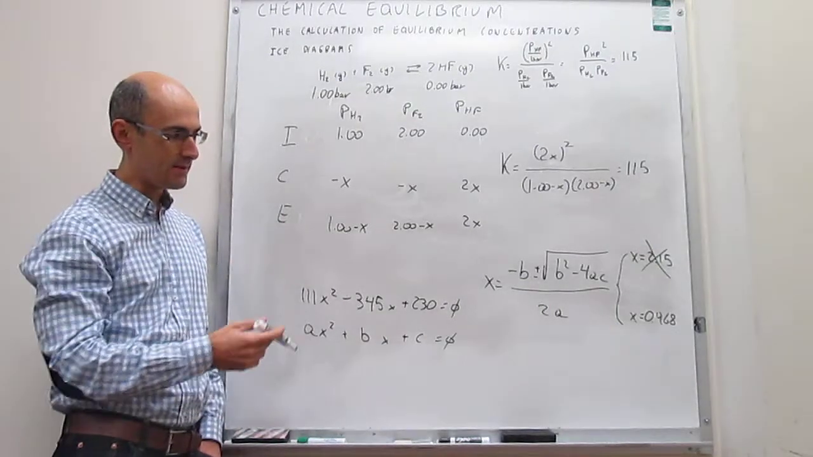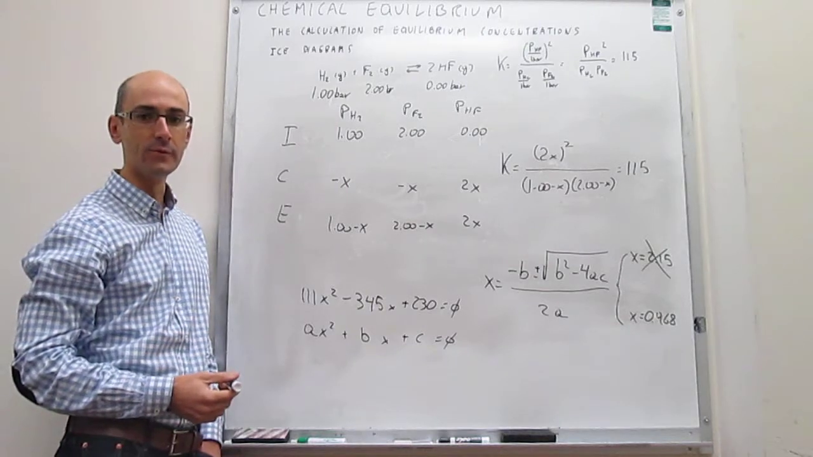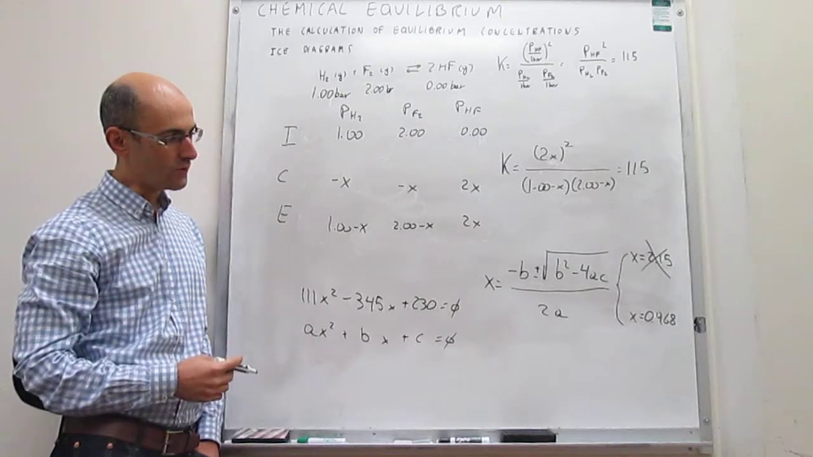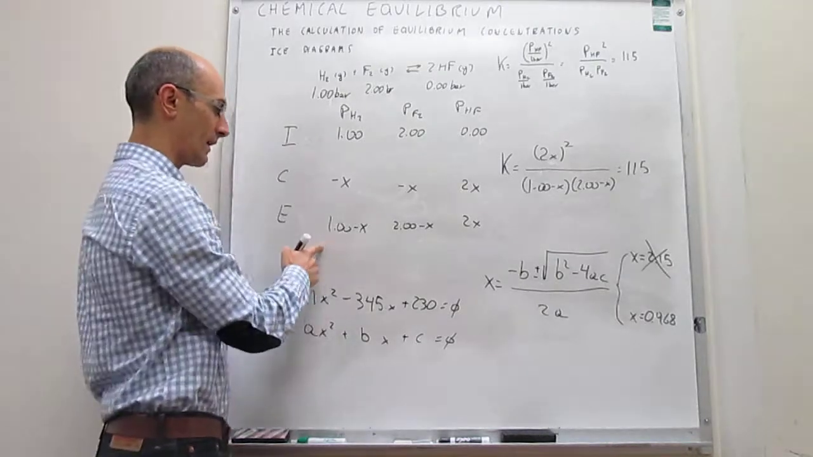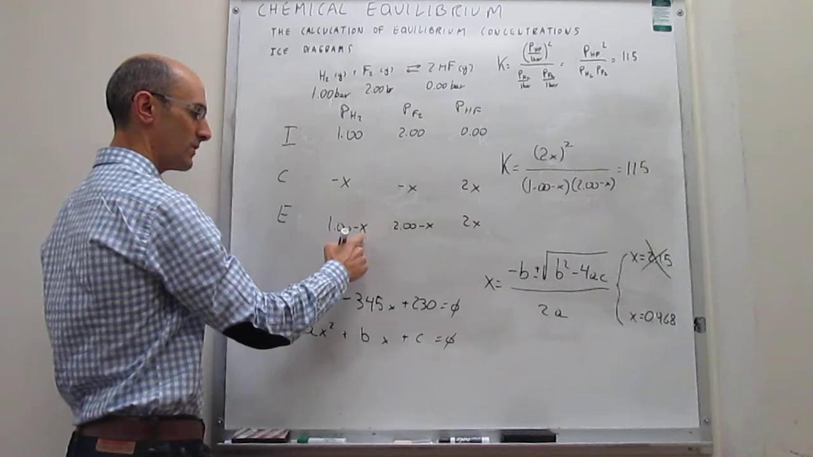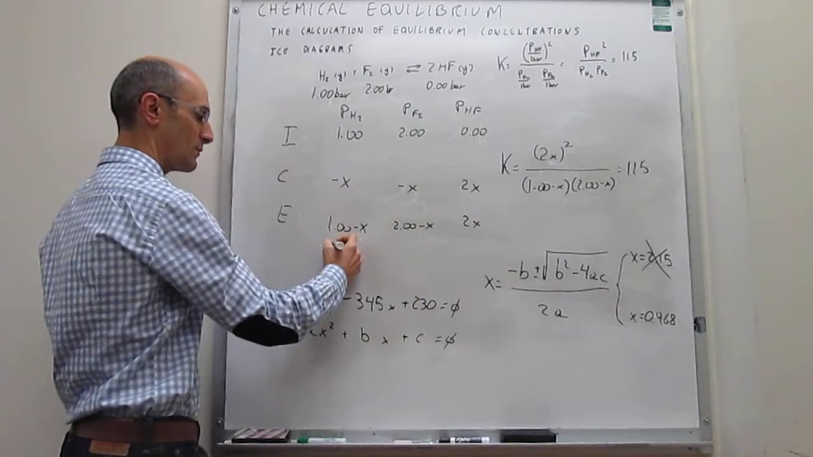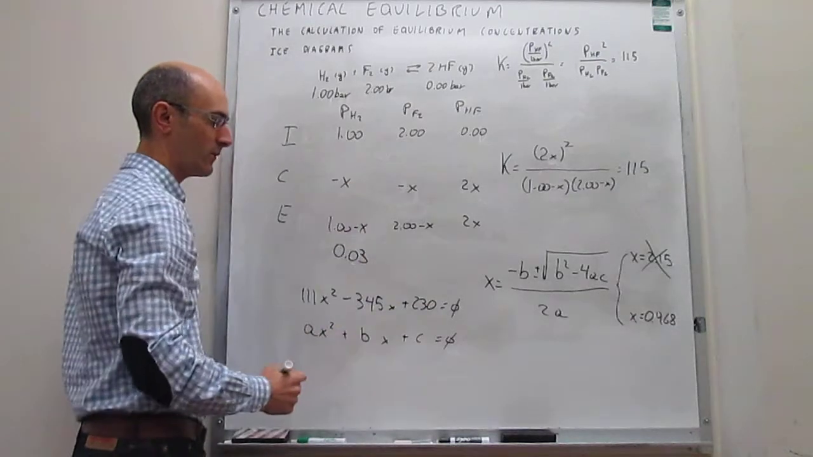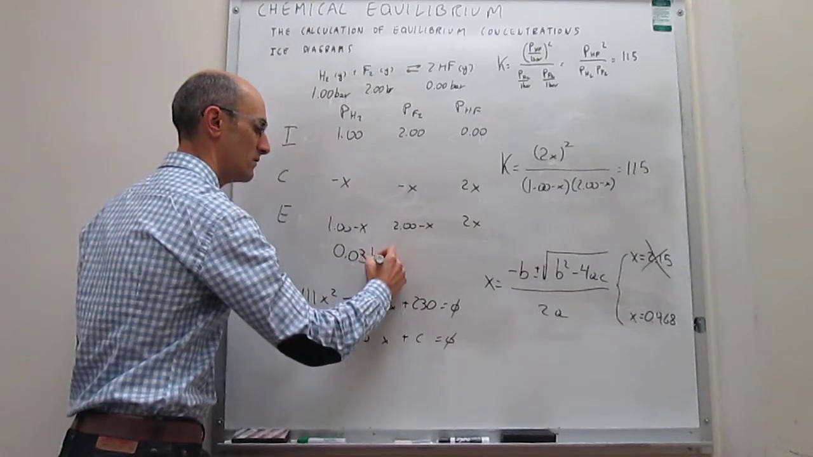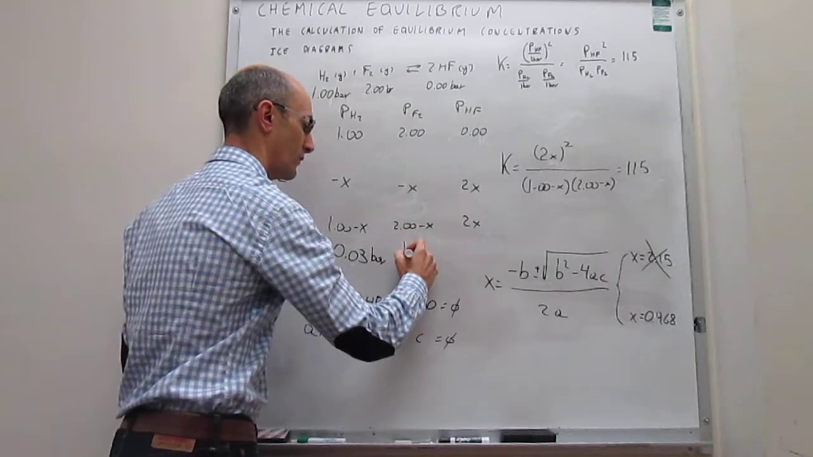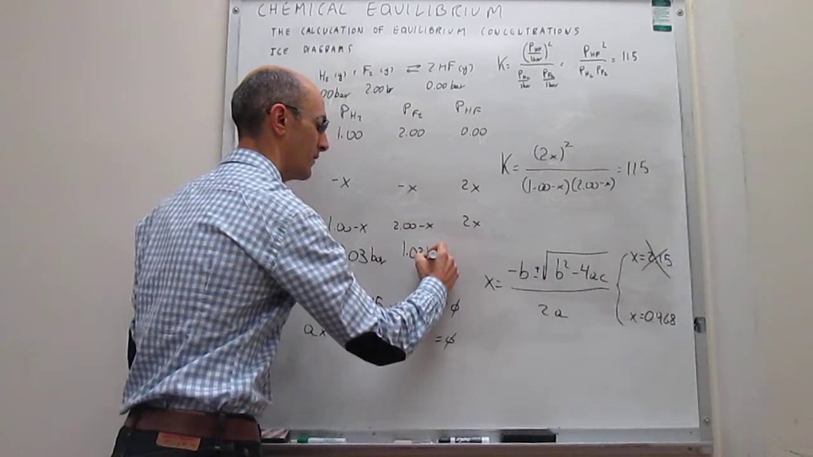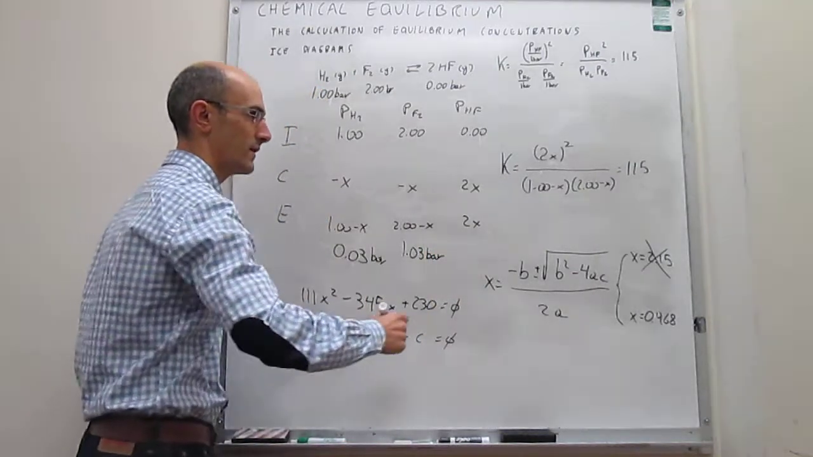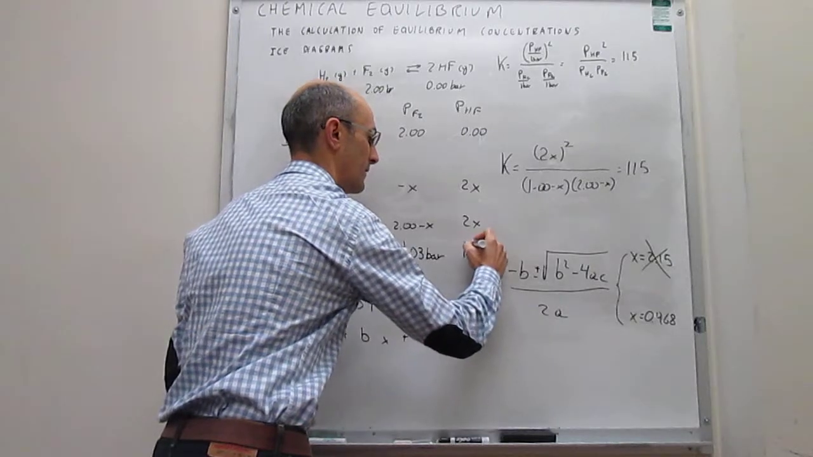Then what has to happen is that the second root is the only one that is physically reasonable, and that's the one we're going to be using. So if x is equal to 0.968, then we can come to the equilibrium pressures and replace x by that root. This gives an equilibrium partial pressure of 0.03 bar for H2, 1.03 bar for F2, and for HF that is going to be 2x, so that will be 1.94 bar.